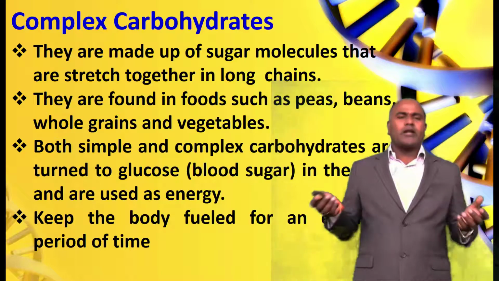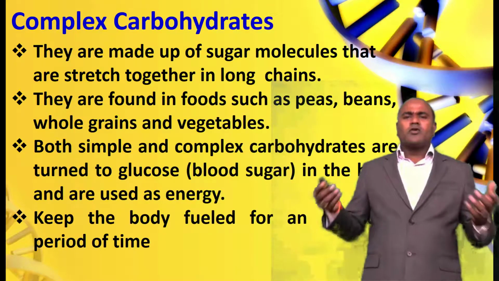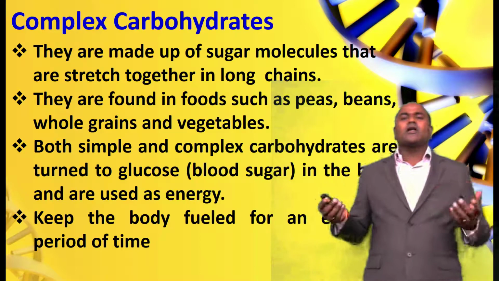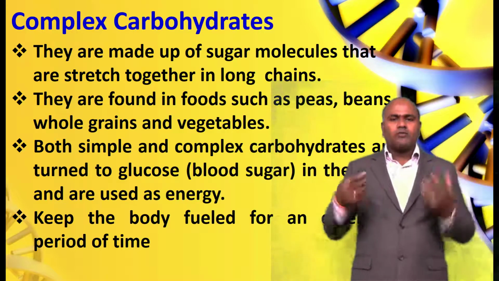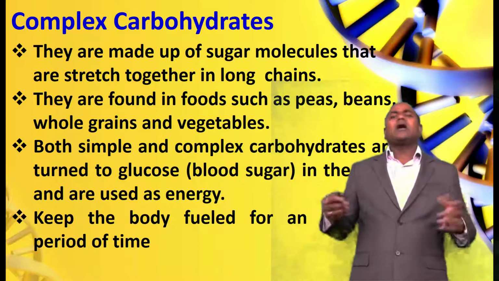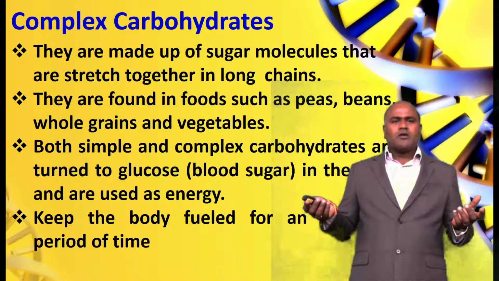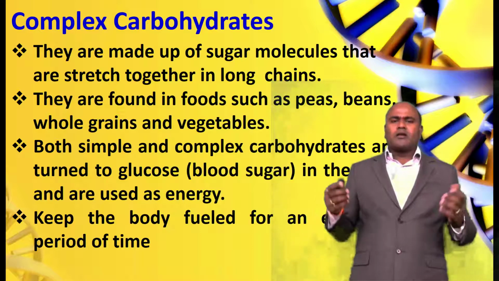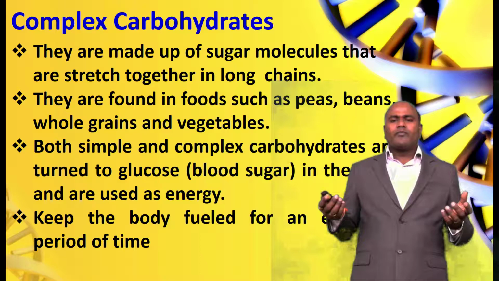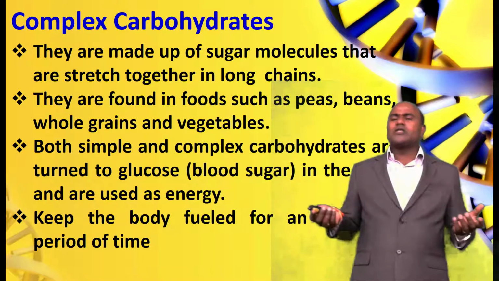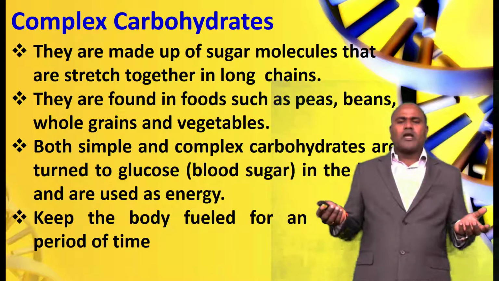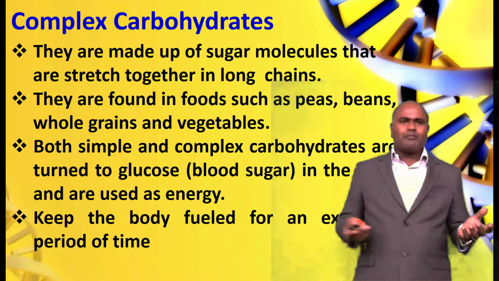Complex carbohydrates are made up of sugar molecules that are strung together in a long chain. They are found in foods such as beans, whole grains and vegetables. Both simple and complex carbohydrates are turned into glucose in the body and are used as energy, keeping the body fueled for an extended period of time.